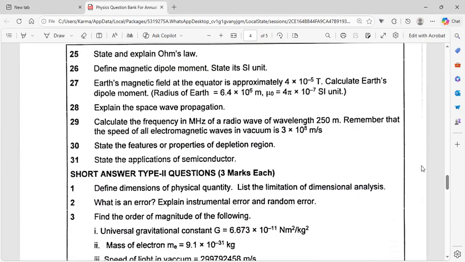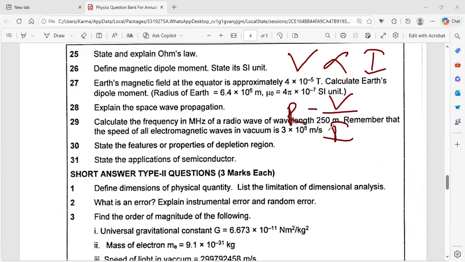Karen explains Ohm's law. It states that the potential difference applied between the two ends of the conductor and the current are directly proportional. The constant of proportionality, they call it the resistance.